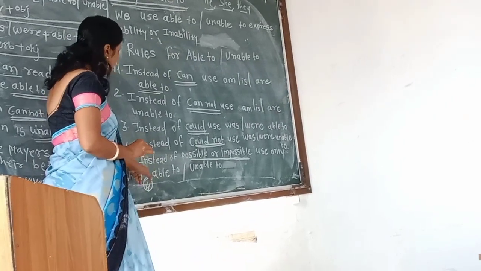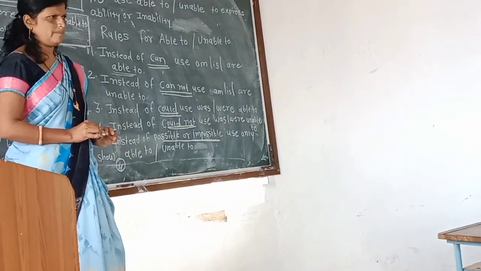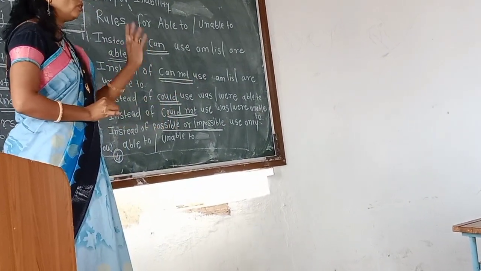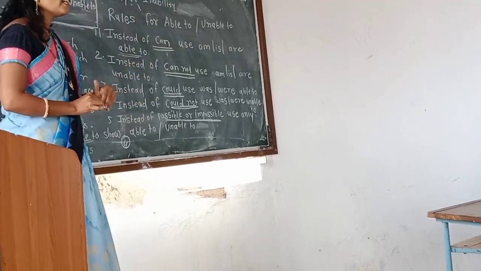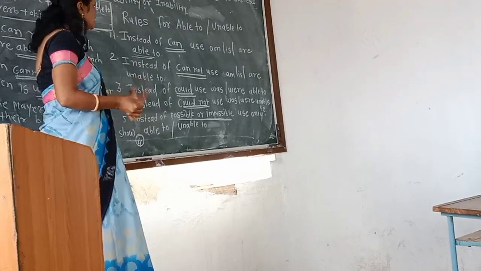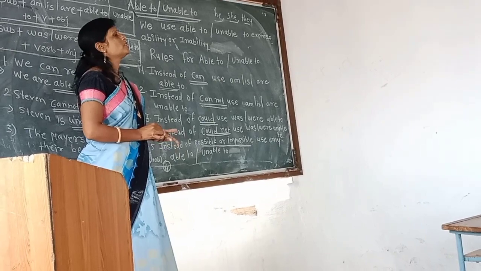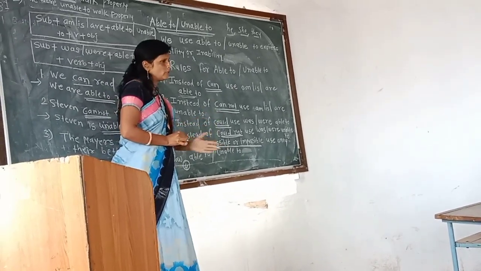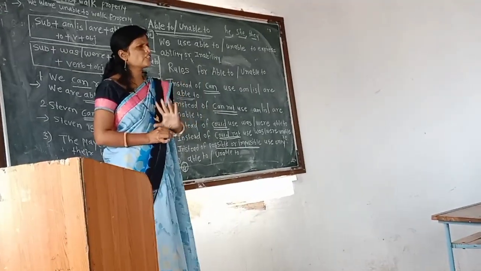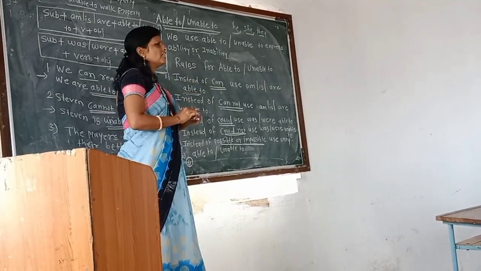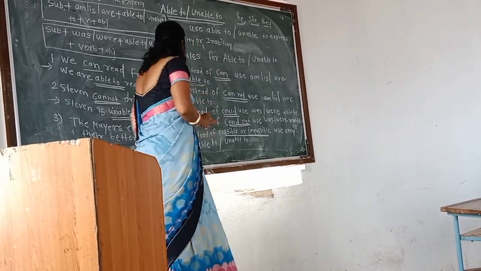And the last one. Suppose in the sentence possible or impossible is there. Possible also shows the ability. Impossible shows the inability. So instead of possible we use able to, and instead of impossible we use unable to. For example, this question is not possible, so we can say I am unable to solve the question. Okay. So in this way we are using it.